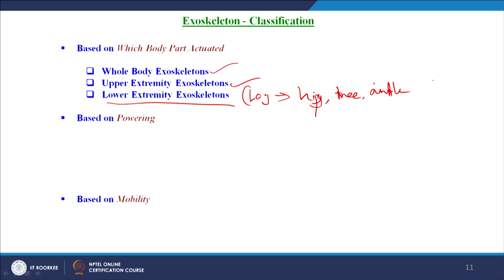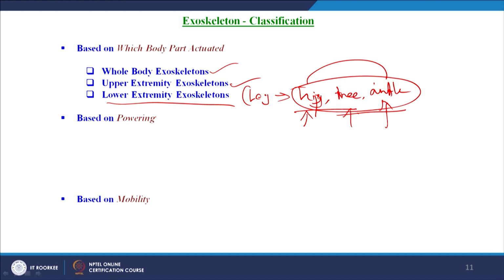So, in the lower extremity exoskeletons, the actuation can be for the hip and knee, or for the knee and the ankle, or for the hip and the ankle alone, or individually the hip alone, or the knee alone, or the ankle alone, or a combination of all these 3 joints will come under the actuation part of the lower extremity exoskeletons.